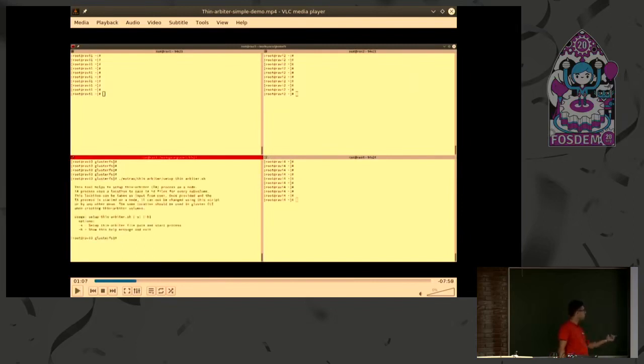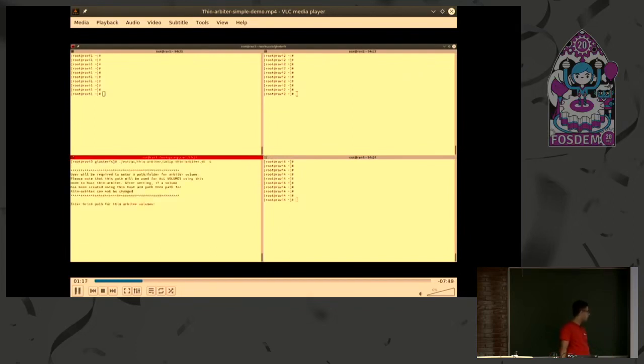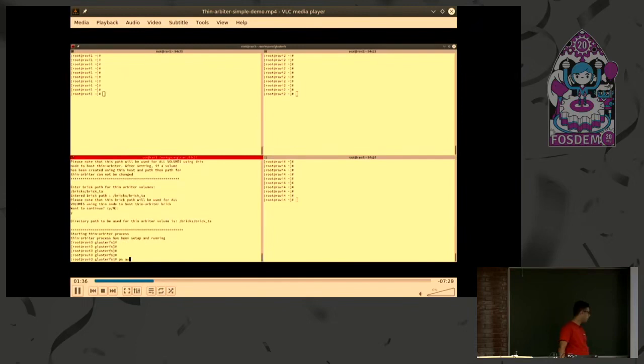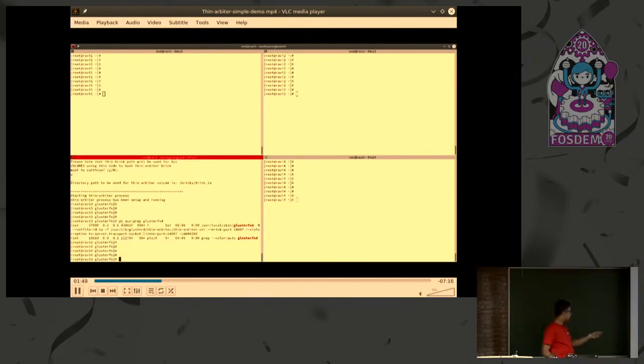You have to run the script called setup-thinarbiter.sh with the -s flag. It will ask you for the brick path, and you enter where you want the brick to be hosted. You say brick TA, and then the Thin Arbiter has been started. If you check whether the process is running, you can see it.